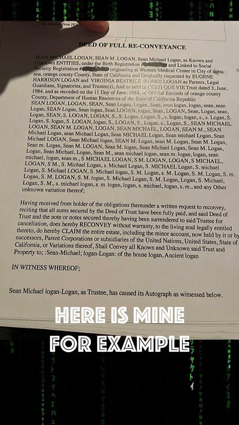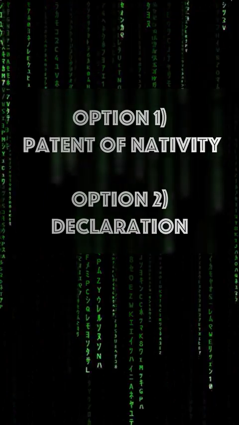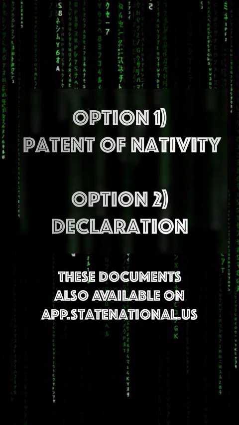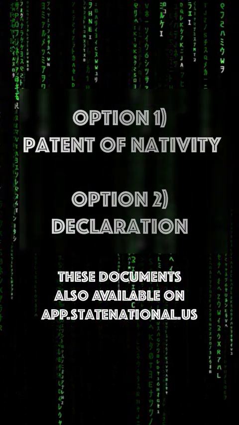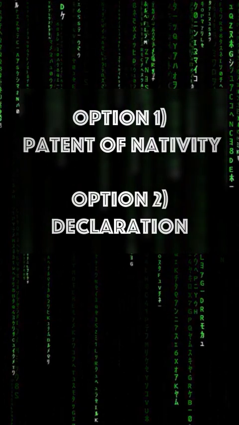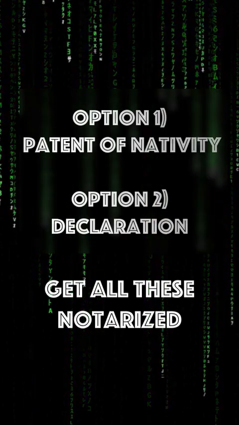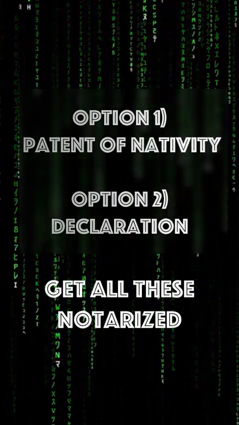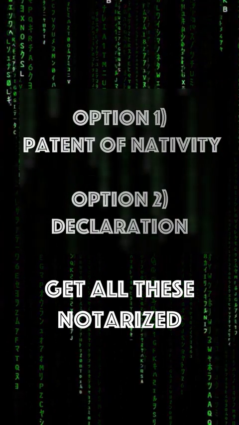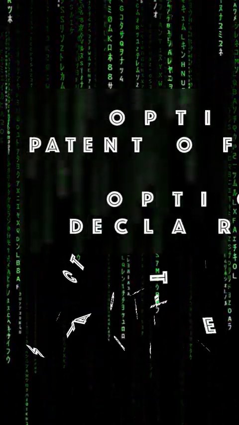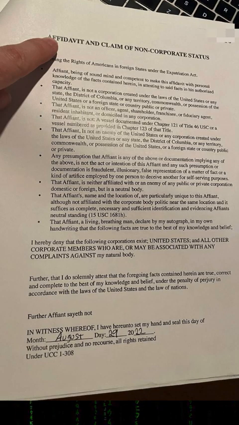Next is proof that you belong in America. There's 2 options to do this. One, you can do a patent of nativity, and this involves tracing your genealogy before 1776 of when your ancestors were on the shores of America before the ratification of the Constitution. This proves that you belong on American soil before the government was created. The other option is you can write a declaration and declare why you are not a citizen of the United States corporation. You are an alive and living soul. You can also write up an affidavit and claim of non-corporate status. Since the matrix control system tried to turn you into a corporation by the signing of your birth certificate, a corporation is a dead entity.